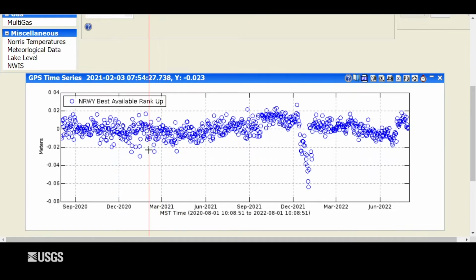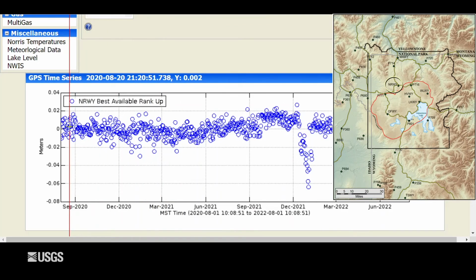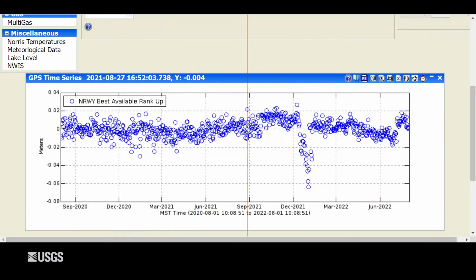It also is being recorded in the Norris area. This is the GPS station over the last 2 years near Norris Geyser Basin. There's not a whole lot of overall deformation, but again, you can see during the summer months, 2021, and again in 2022, this slight amount of uplift that's caused by groundwater that's percolating into the subsurface. This large signal right here in late 2021 is actually due to snowfall, which covered the antenna and affected the way the GPS signal was being recorded.